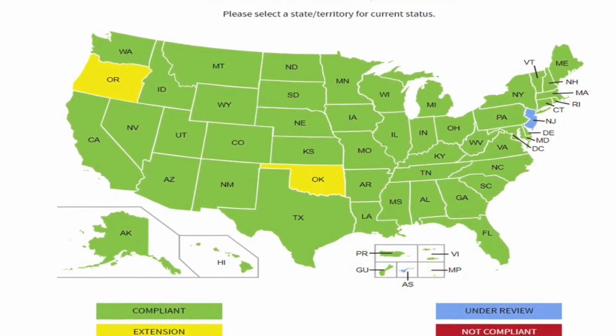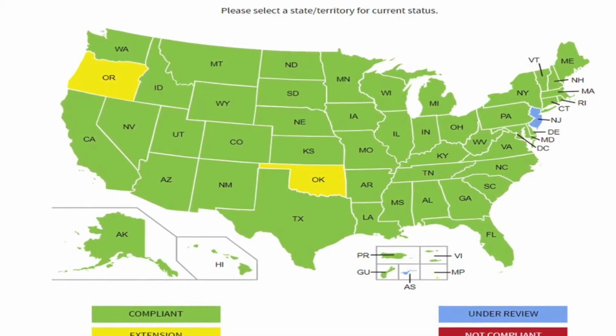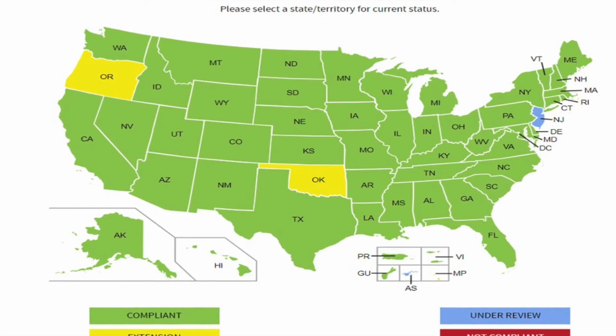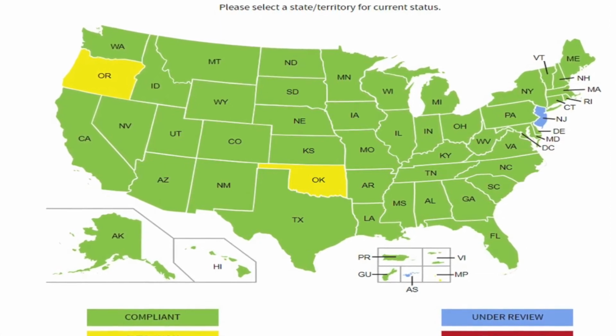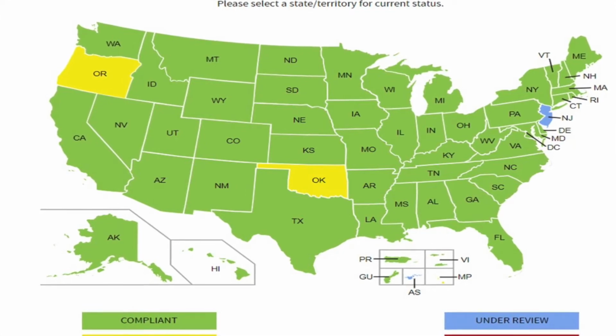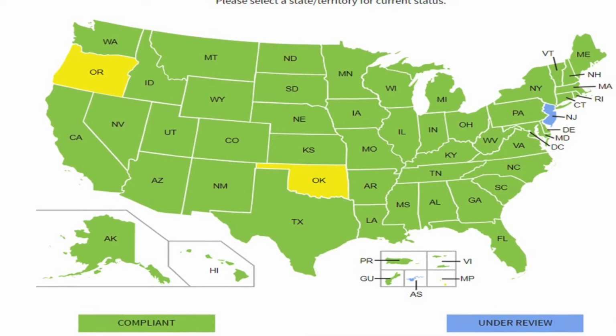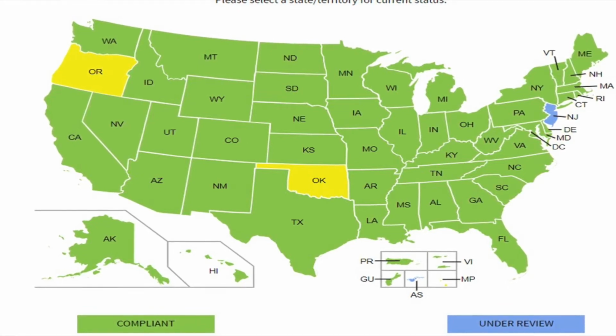There are only 4 states currently that are still not fully compliant. Oregon has been granted an extension until August 7th of 2020. We have Oklahoma, which has been granted an extension until September 18th of 2020. And then we have New Jersey and American Samoa, which are currently under review, meaning they've submitted their documents to become compliant with the Real ID Act.